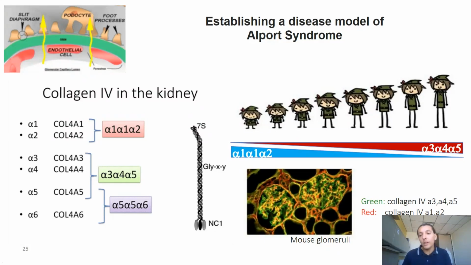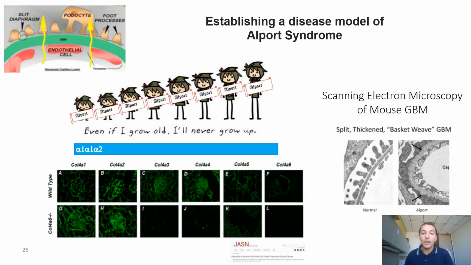However, in Alport syndrome, where there is this genetic disease, the body is unable to make the switch and substitute the collagen 4 alpha 1 and 2. This leads to defective glomerular basal membrane, as I was mentioning before. When there is one defect to one of the components of the glomerular basal membrane and the glomerular filtration barrier, all of the other components are affected. And indeed, the podocytes and glomerular endothelial cells in Alport syndrome are affected by these defects in the glomerular basal membrane. And this leads to a split thickened basket weave glomerular basal membrane, as you can see in the picture on the right by scanning electron microscopy.